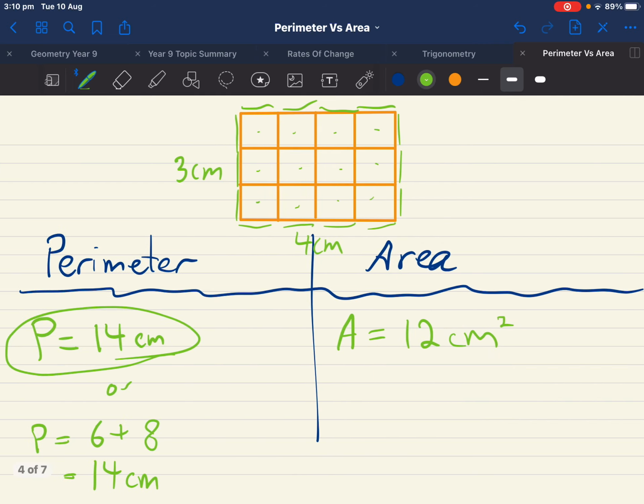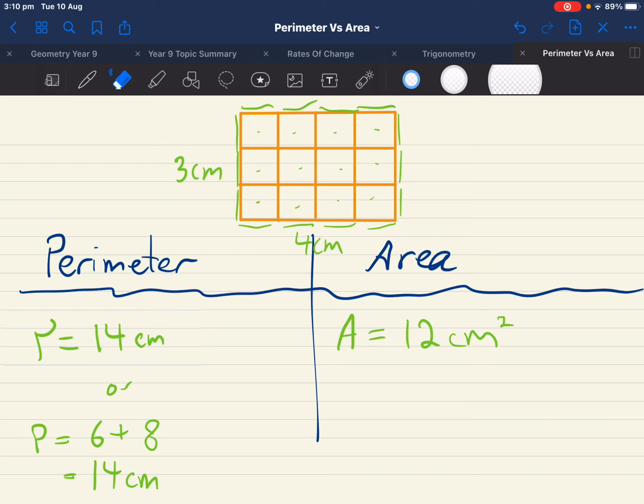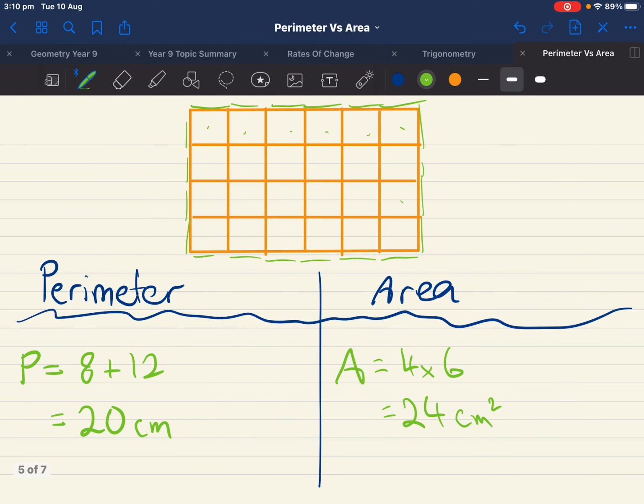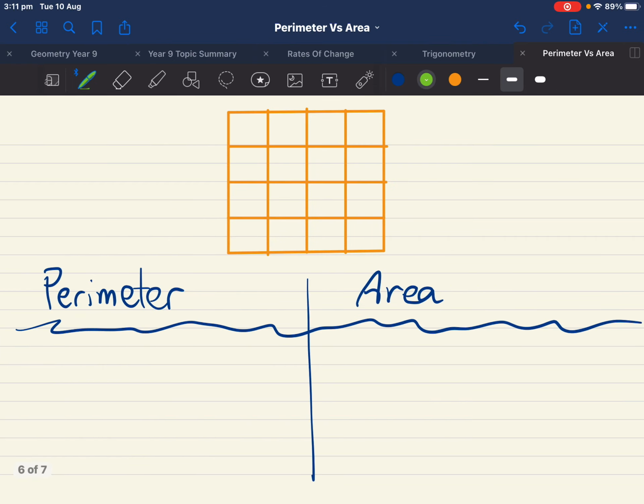So the first shape, notice the perimeter was the larger one, right? It was still a rectangle, but the perimeter ended up being larger than the area. Go on to this rectangle, now it's the area which is larger than the perimeter. So it's not always going to be the case where one is larger than the other one. You can even actually have a situation where they're not different at all.